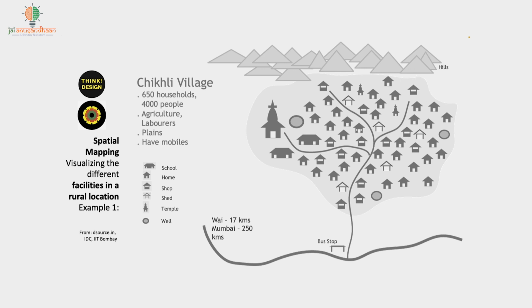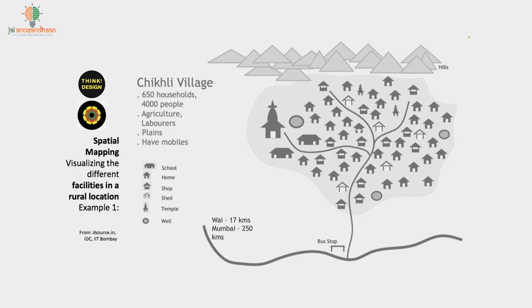Okay, and the community had mobiles. So this study was done about 10 years back, but people still had bought mobiles. Okay, and it's a simple mapping. It's a representational mapping, and you can see the households, the different types of homes.